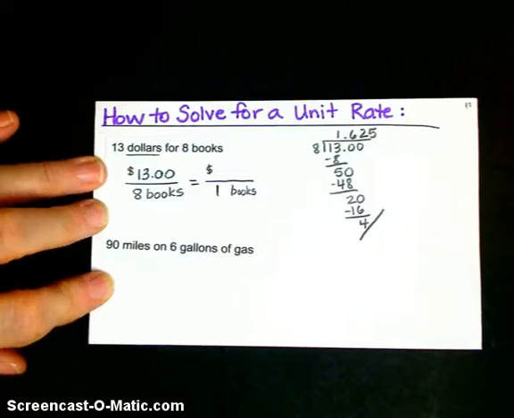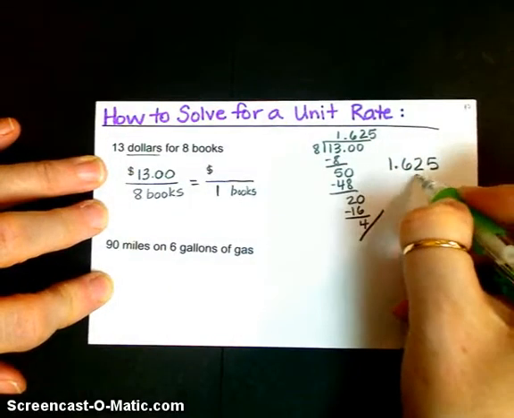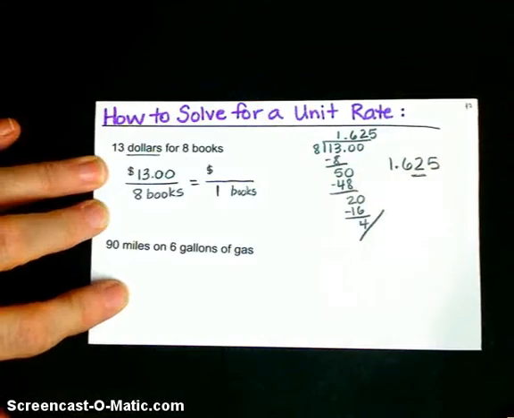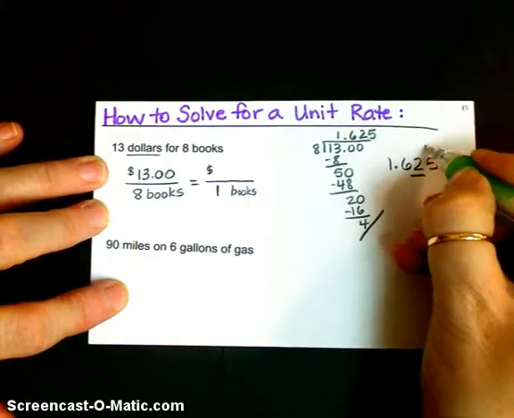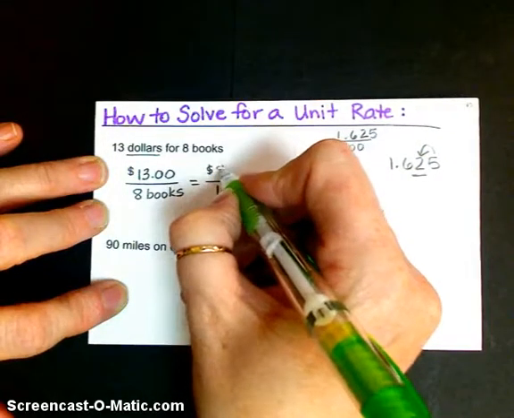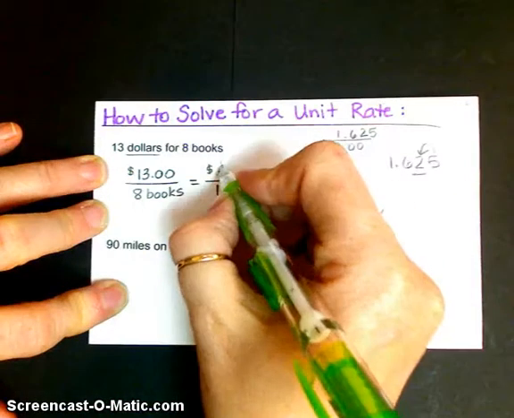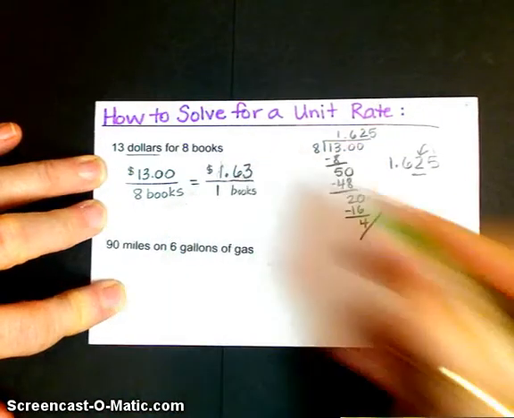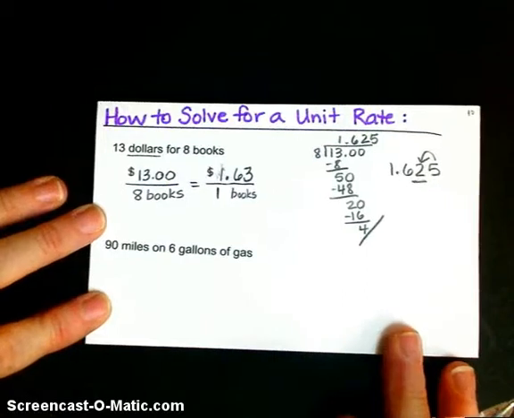And we're going to stop right there on 3 decimal places. Since we're dealing with money and money has 2 decimal places, we need to decide, is that 2 going to become a 3 or stay a 2? And because this is a 5, that's going to change that to a 3. So our unit rate is going to end up being $1.63 for 1 book. That's how we solve that unit rate.